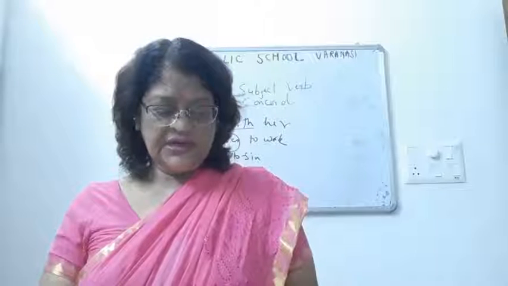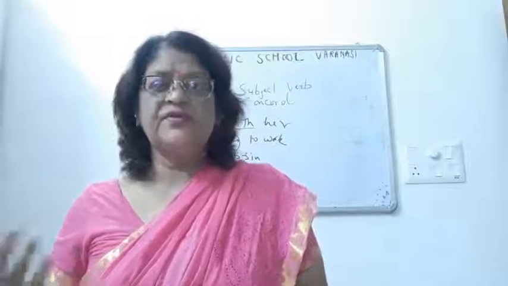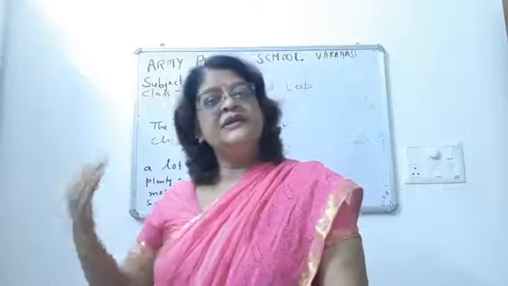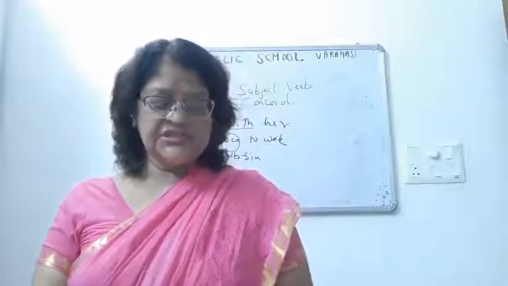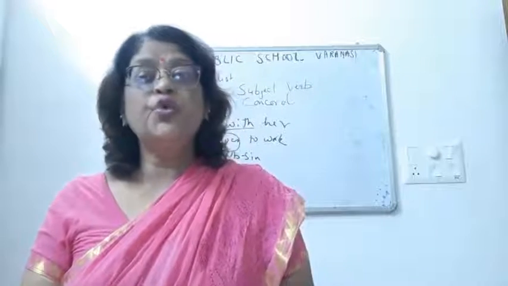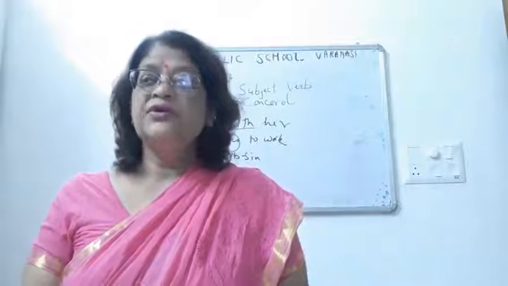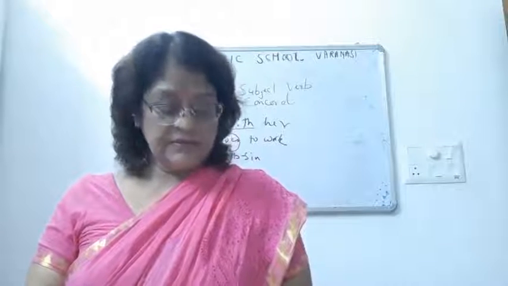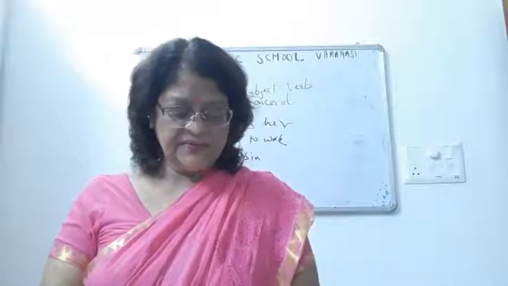If two nouns are linked by either or, neither nor, the verb agrees with the later noun, the verb which comes later. The verb will be changed according to the last noun, the later noun. Like, neither food nor clothes were available. So here clothes is plural, so neither food nor clothes were available.